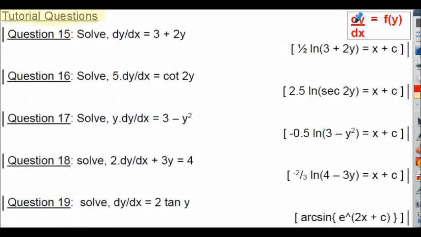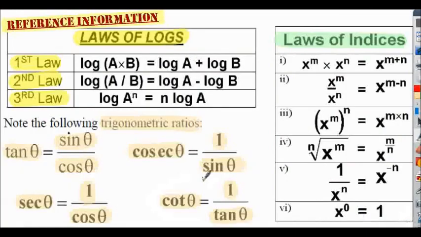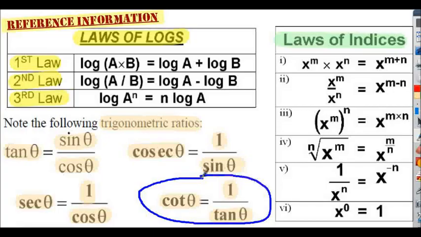And finally, I'll leave you with some tutorial questions for you to attempt at your own pace. They all relate to first order differential equations of the form dy by dx is equal to function of y. So here's question 15 through to question 19. They'll all be able to be rearranged so that the x terms are on one side of the equation, the y on the other. Just notice in question 16, we have a cot function. If we refer back to our trig ratios, notice that cot theta is the reciprocal of tan theta?